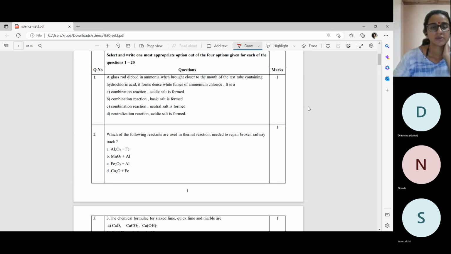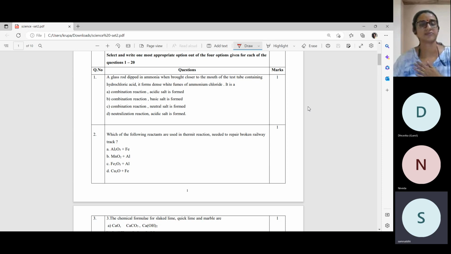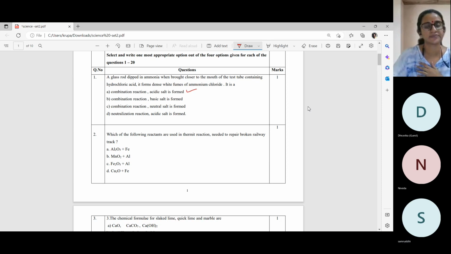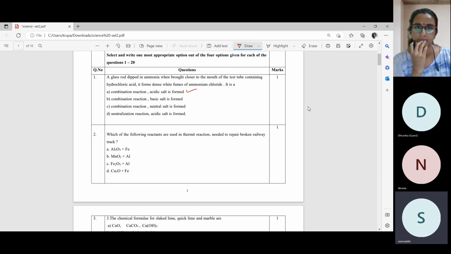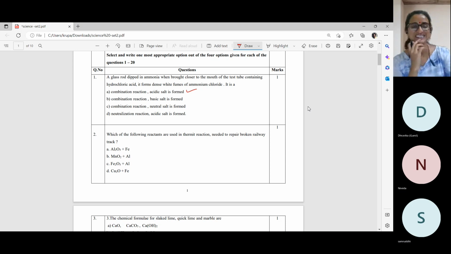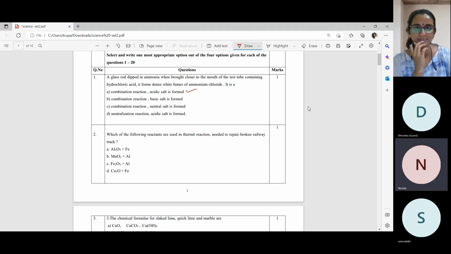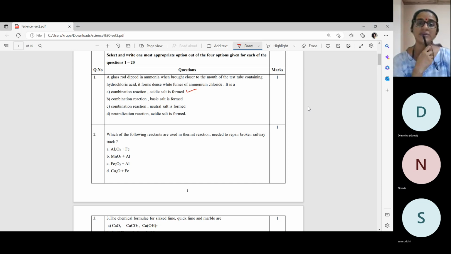Okay, first question. Option A. Why? Take a second. It can be D as well, right? Why D? Why is it a neutralization? When is something considered to be a neutralization reaction? When it is an acid plus a base.